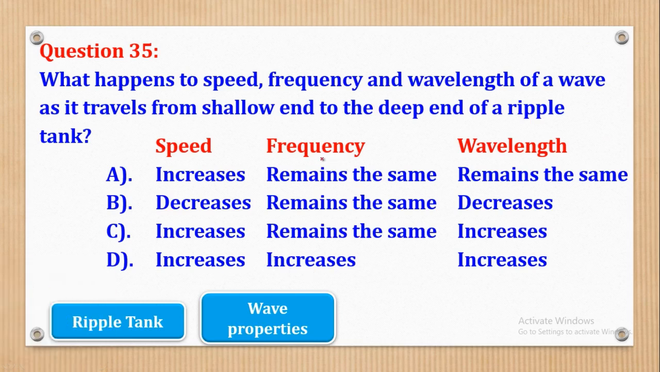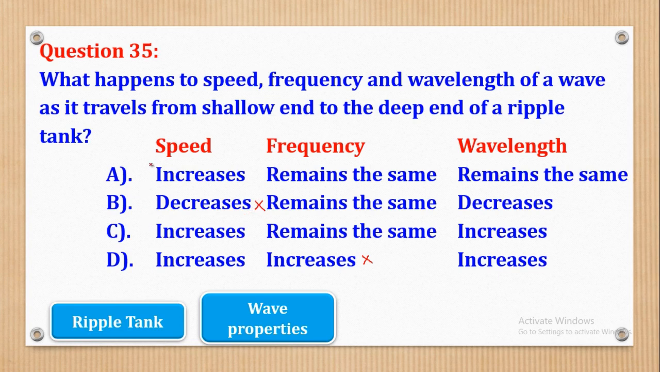So in this case, this frequency remains the same. Part D will be cancelled out, because here they're saying that frequency changes. Then part B says that speed decreases, but remember we said in our case speed has to increase, so this part is off. Now we're left with this and this.